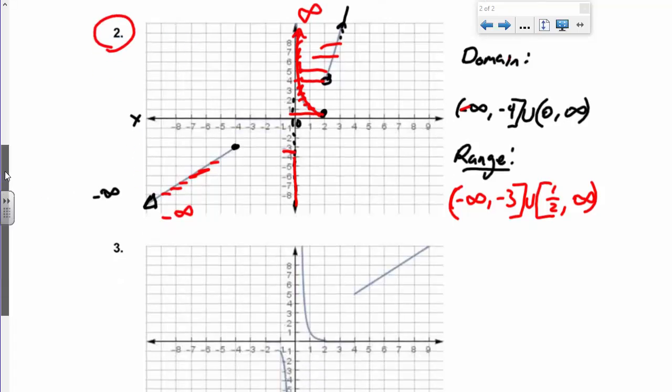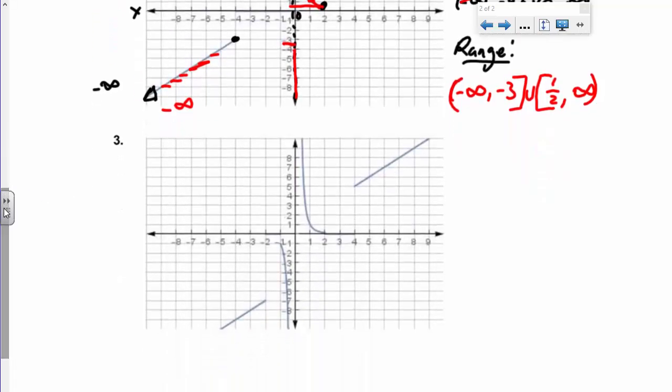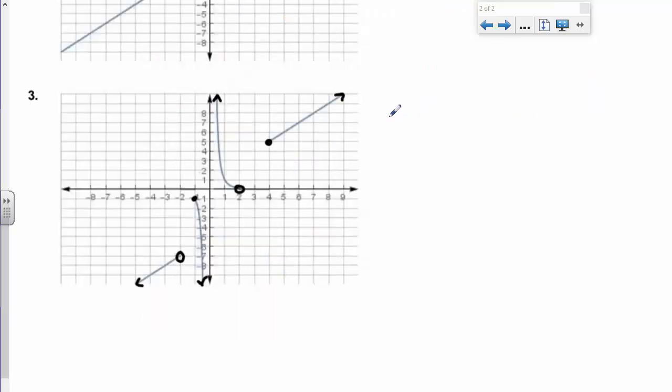All right, let's go down to number 3. All right, we're going to finish off here with number 3. Let's start with the domain for this graph. All right, so number 3, I'm going to start from left to right.